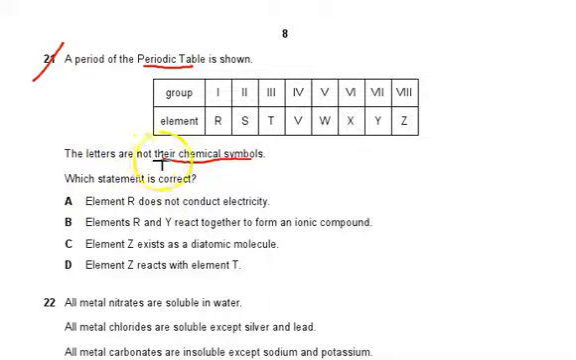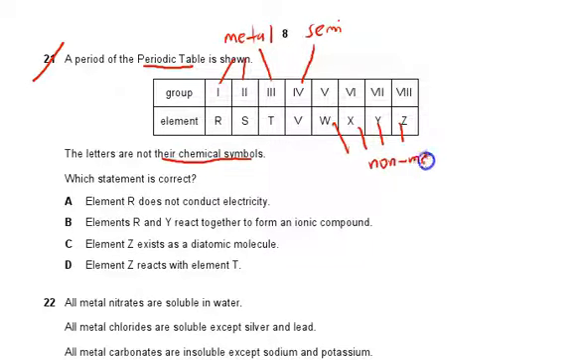Which statement is correct? So we have to understand here that 1, 2, 3 is a metal. This one is a semi-metal, this is group 14 or group 4. This is semi-metal, and the last 4 is a non-metal. And the last group here is a noble gas, which is inert, it's not reacting.